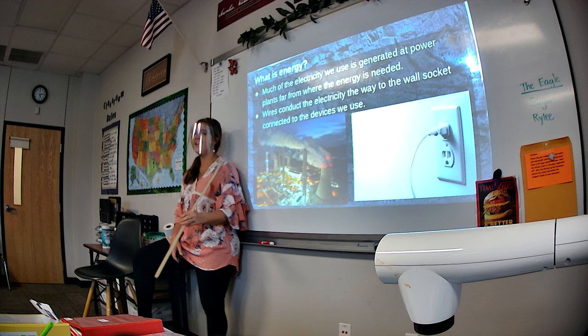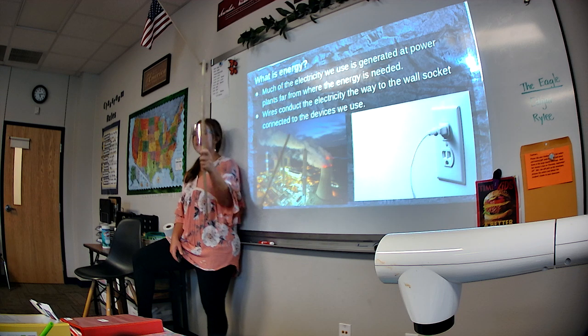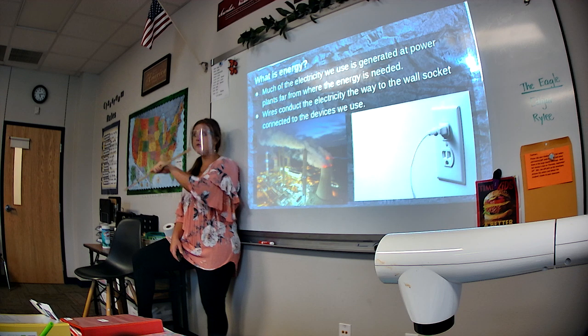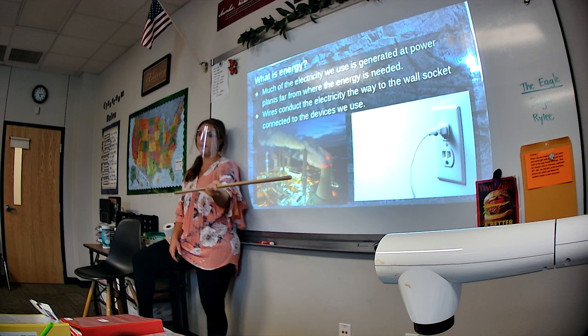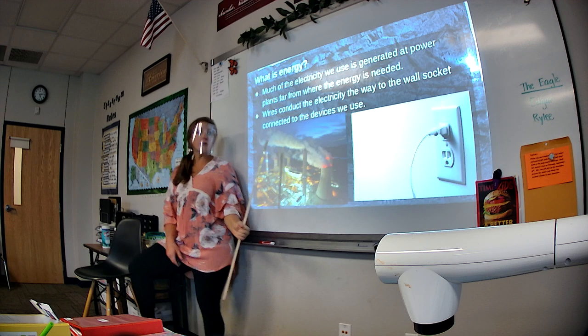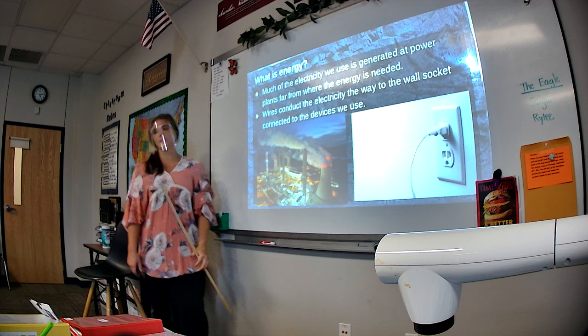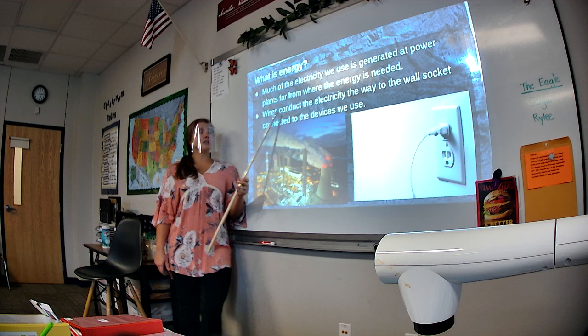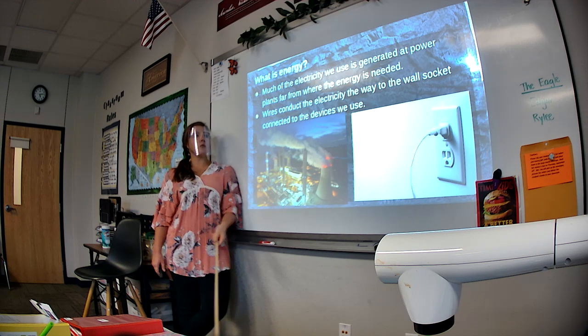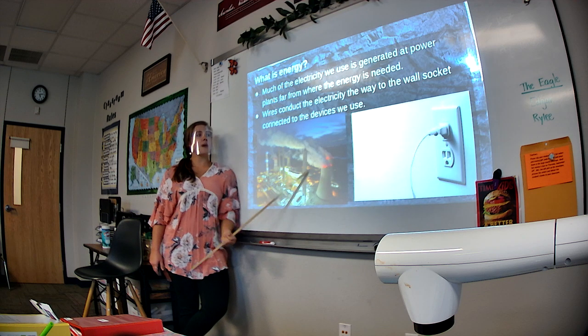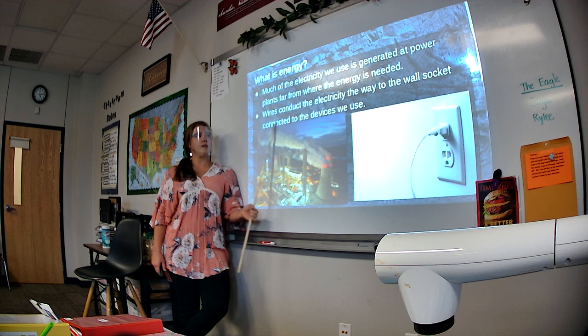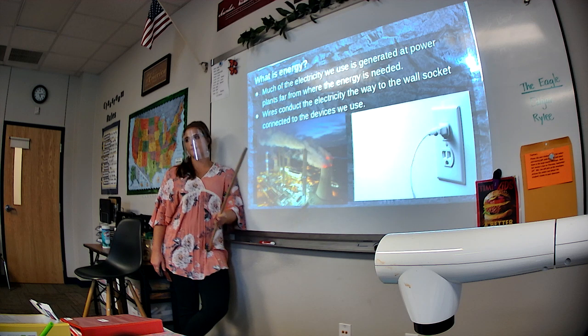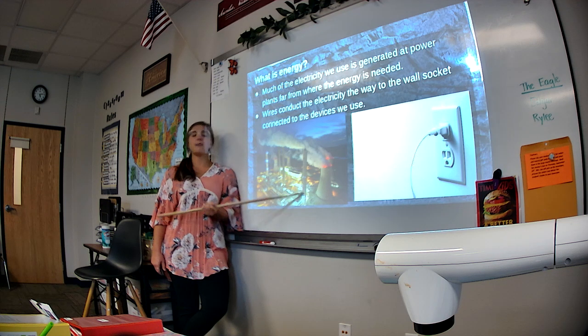Those power lines are connecting our building generator to the power plant. Generally, the power plant will look something like this. Wires conduct the electricity from the wall all the way back to the power plant and then connect to the devices that we use. Now, this is what your typical power plant will look like.